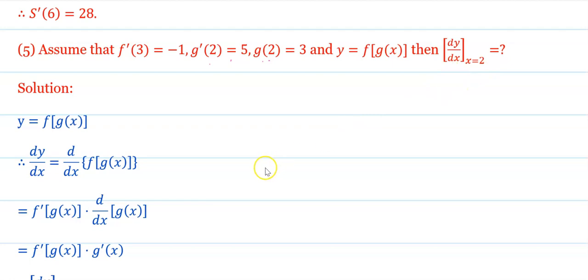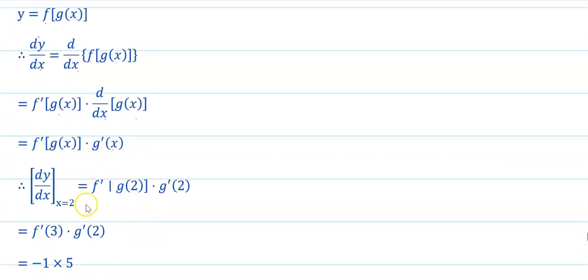Okay, now see this here. y is equal to f of g of x. Its derivative: dy by dx is equal to d/dx of f of g of x. So what will its derivative be? f dash of g of x into d/dx of g of x. Now what is the derivative of g of x? It is g dash of x.